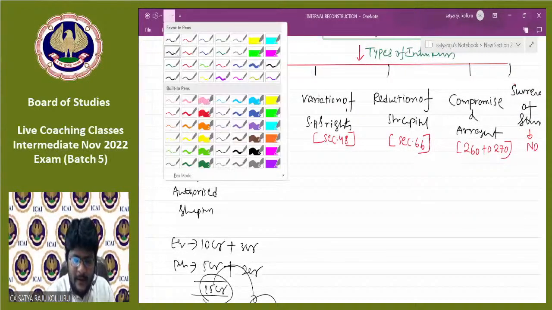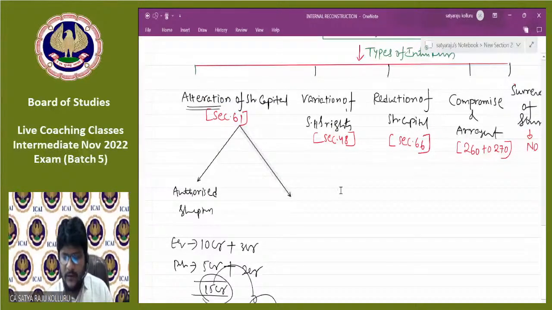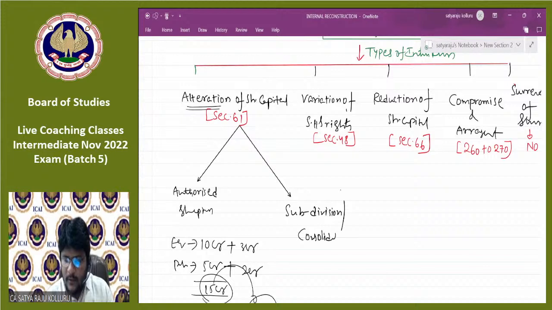Sir, there is a conversion. What is that conversion? Or before seeing the conversion, there is a subdivision, sir. Subdivision or consolidation of shares. Sir, does the Companies Act 2013 accept subdivision or consolidation of shares? Yes, as per section 61, it is possible.